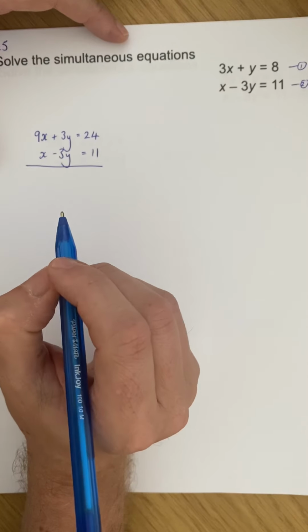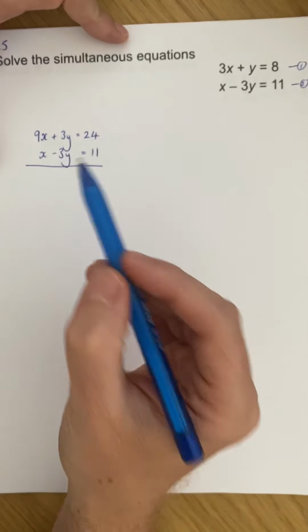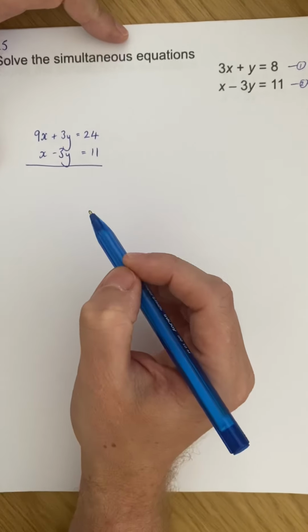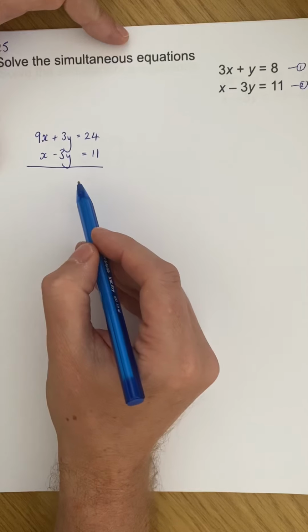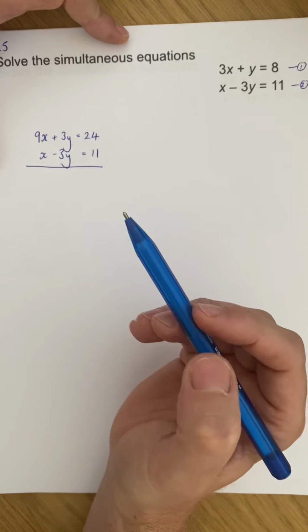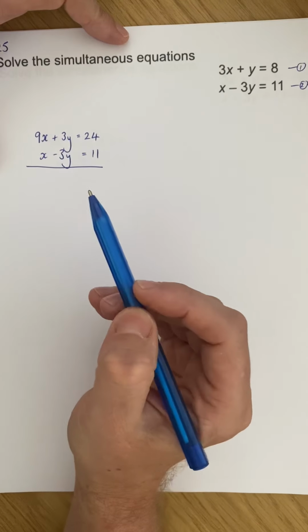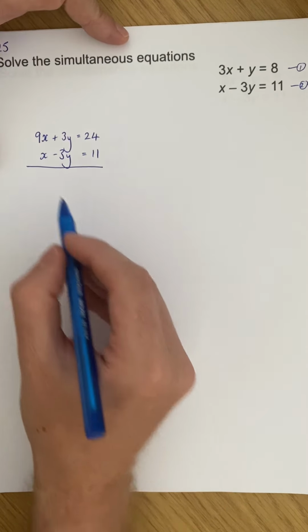There's quite an easy way of remembering whether you need to do this. The phrase that we say is same sign subtract. Are they the same sign? If they are, then it means you need to subtract. If they're not the same sign, then it means you need to add. And in this case, they're not the same sign, so we're going to add these two equations together.